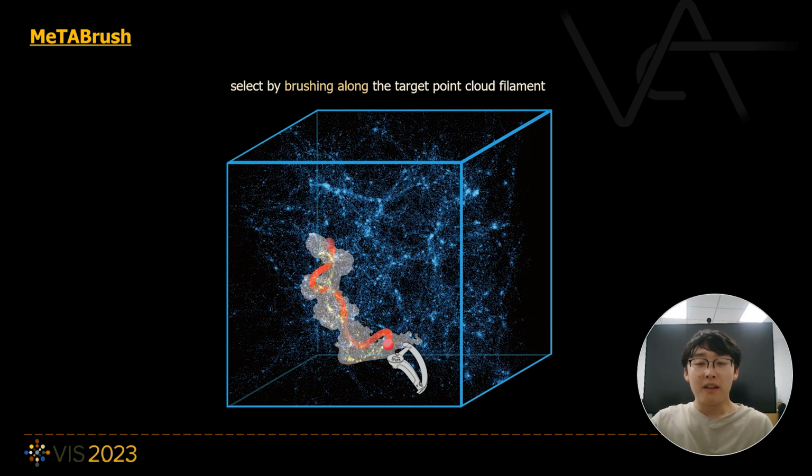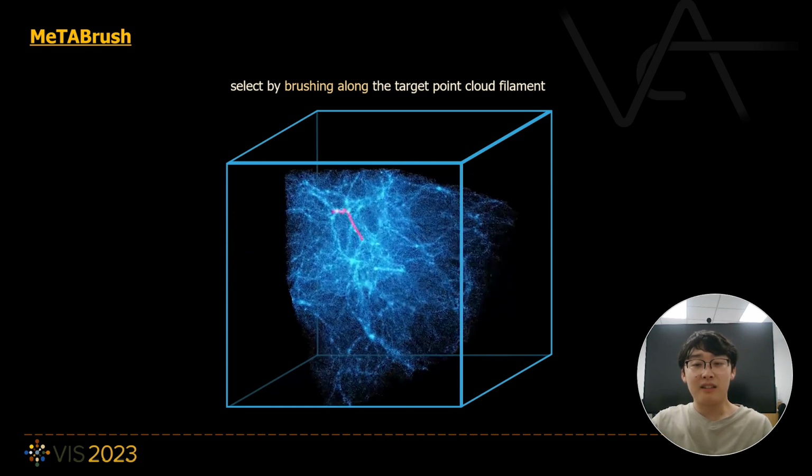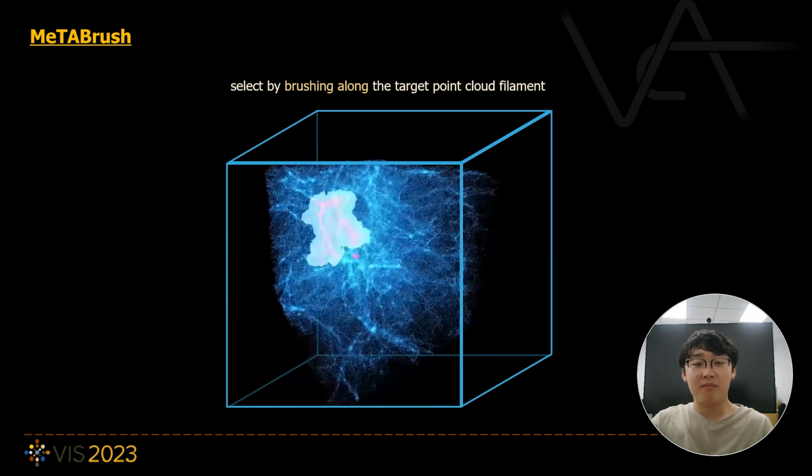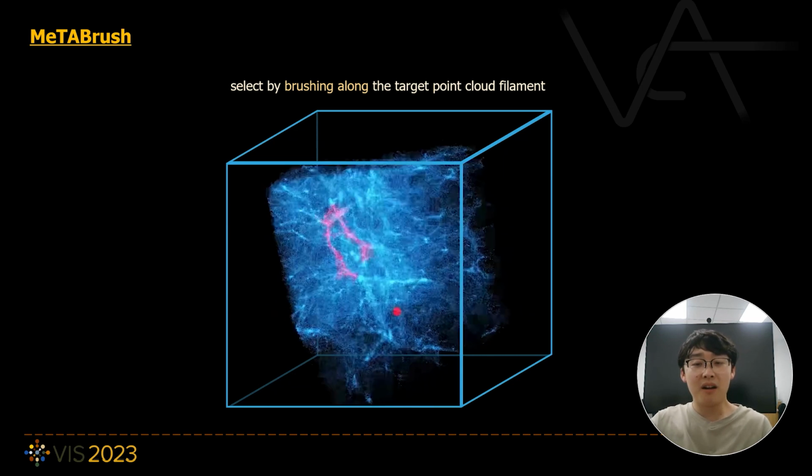Now, we have a very complex data set. The user wants to brush on one branch of the data. They will decide how much to brush, and we want to support them to select exactly what they expect, not the whole branch, but when they stop, the selection also stops. That's why we developed the second method, MeTaBrush. The selection region depends on how much the user brushes.